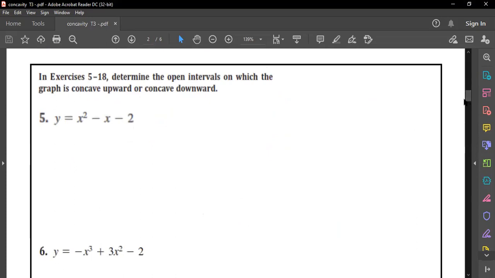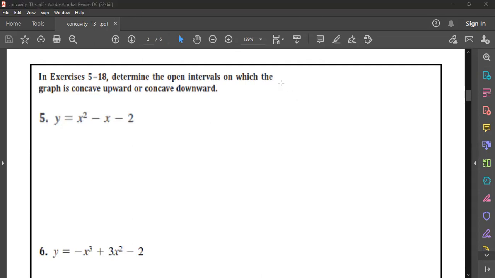Let's solve the next one. Look here. Determine the open interval on which the graph is concave upward or concave downward. Follow the steps. The first step means I use the second derivative test. When we talk about the interval on which the curve is concave upward or downward, later I'll define the inflection point, and I use the second derivative.